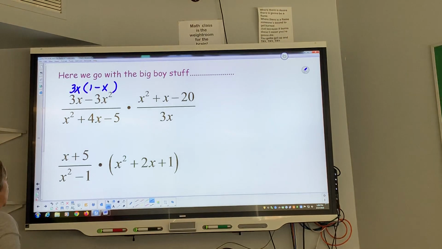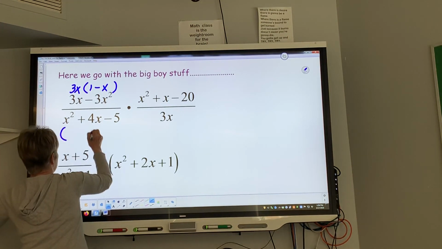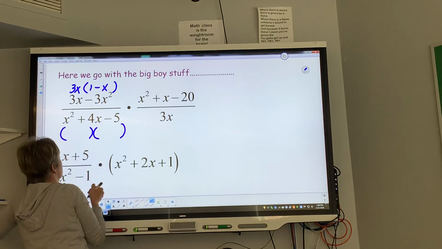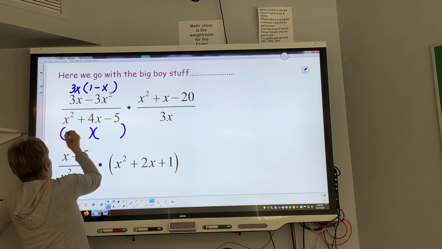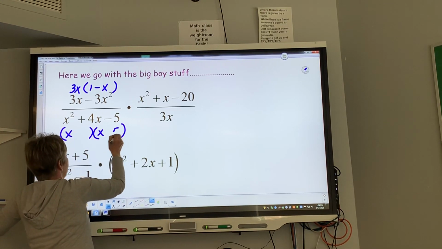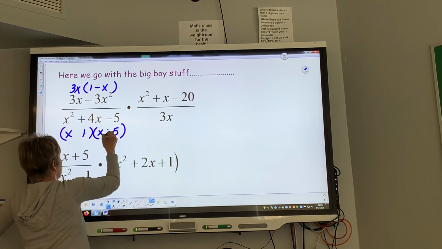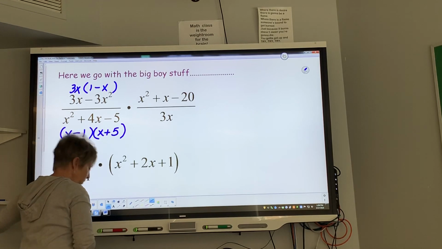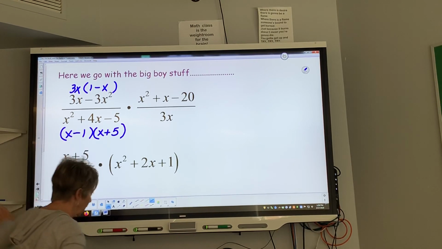Okay? I'm going to factor the denominator. This is going to be the tough part. The work is the factoring. The simplification's easy. So x and x, 5 and 1. I want a positive 4, so that's going to be positive and negative. Okay? Let's move over here.